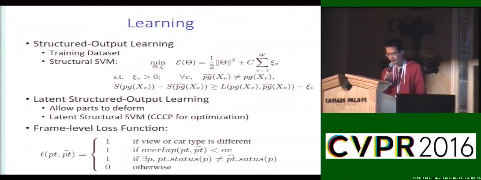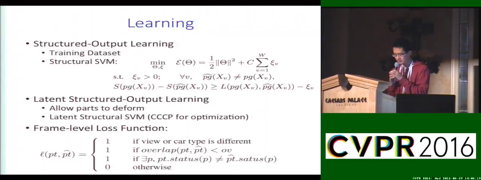And for learning, since our dataset is fully annotated with the viewpoint, the part positions, and the part status, the optimization becomes structural supervised learning, and we can use the structural SVM for optimization. However, to model the parts more robustly, we allow parts to deform, thus the part position becomes latent, and we use the latent structural SVM to optimize the model parameters.